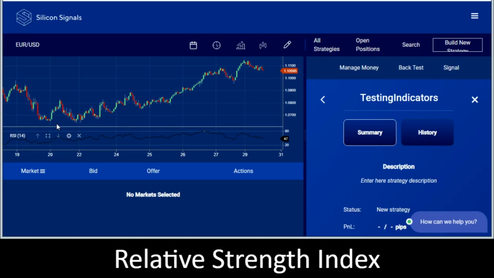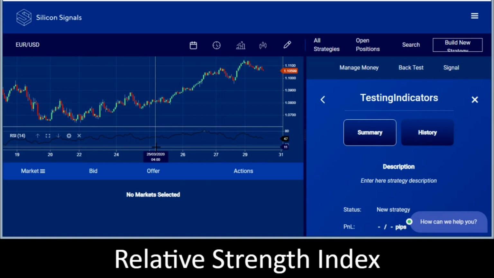Hello, Silicon Markets here, just giving you an idea of the RSI indicator, also known as the Relative Strength Index indicator, just to show you how you could potentially use it to make signals for your algorithms. So here we go, we've got a euro dollar price here on an hourly chart, and here we have the RSI indicator at the bottom.